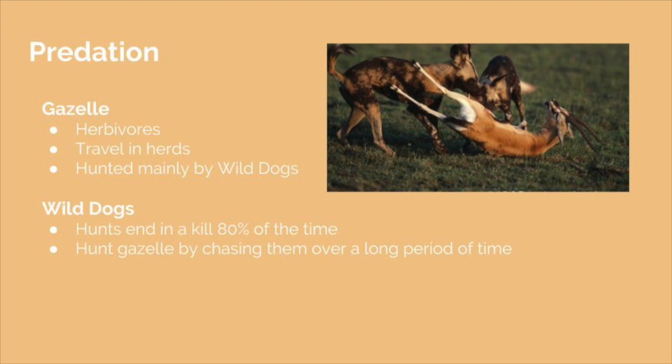Predation is necessary because it allows for a natural population control. For example, if there were no predators of gazelles, this would lead to an overpopulation, and eventually the gazelles would not have enough resources to survive because there would be too many of them.